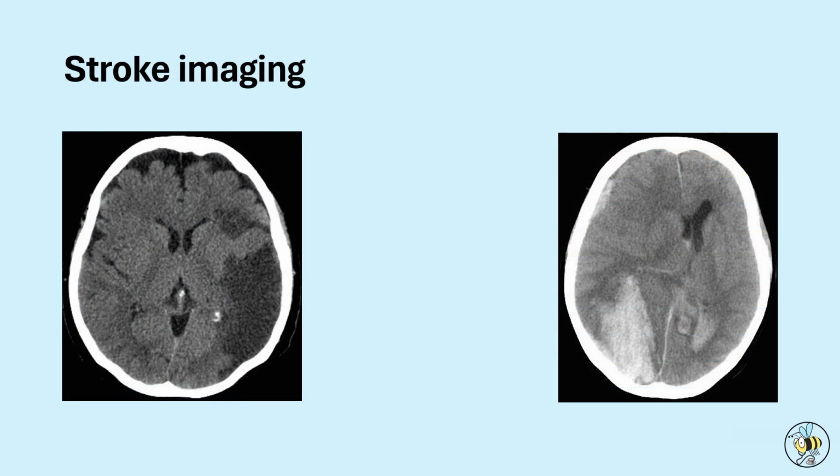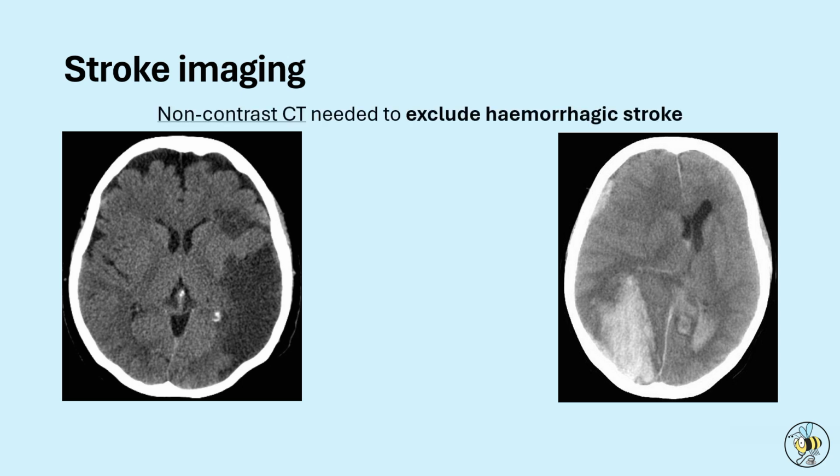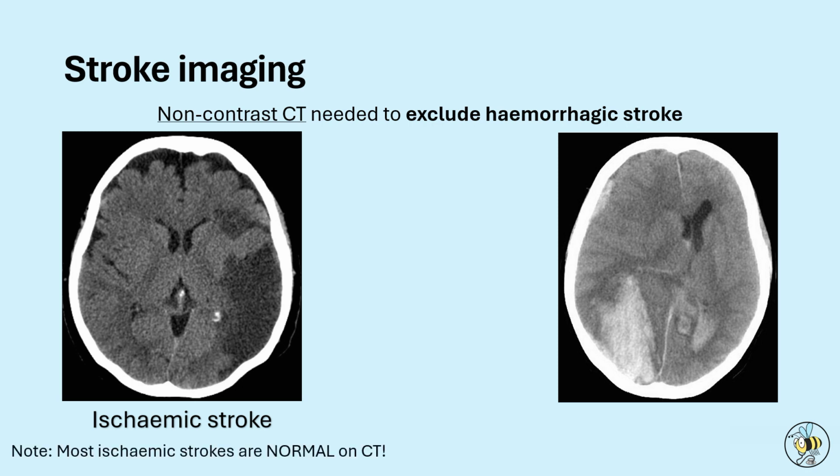After a thorough assessment, you're convinced a person has a stroke. Can you start treatment? Of course not. Why? Because you must exclude a hemorrhage, which can be done using a brain CT. Now let's look at the difference between an ischemic and a hemorrhagic stroke. Do you know which one is ischemic? It is this one. Note that most ischemic strokes are actually normal on CT, at least in the acute phase.